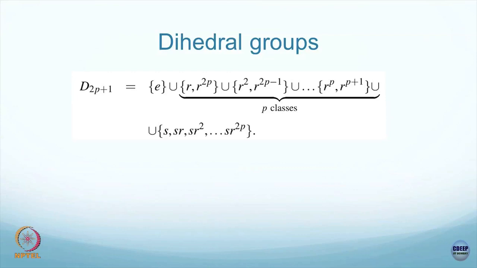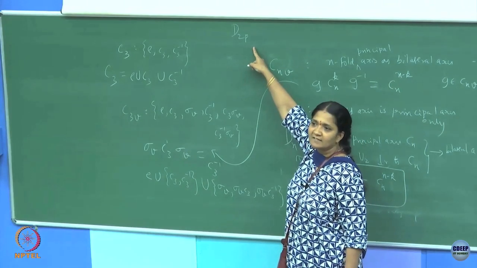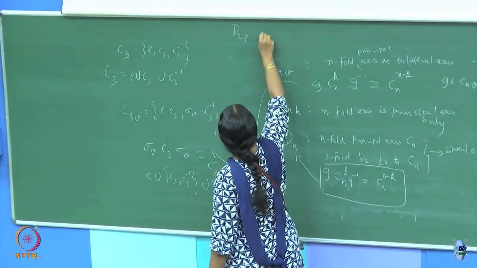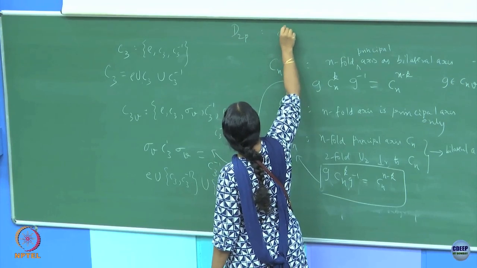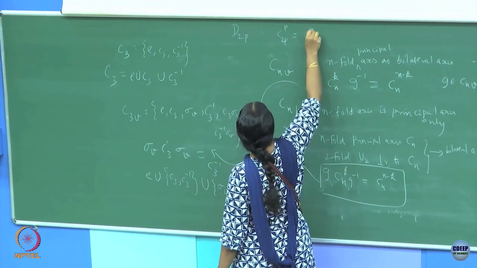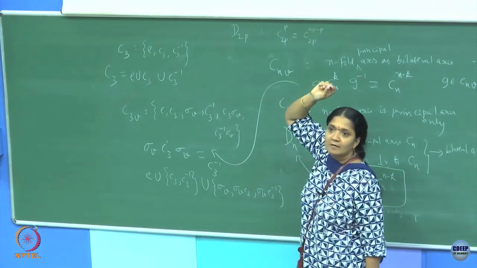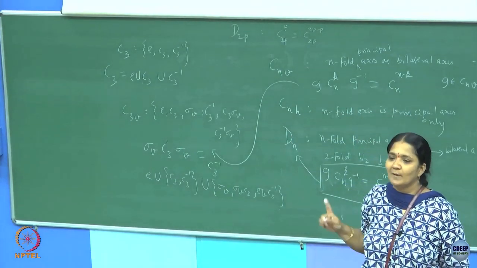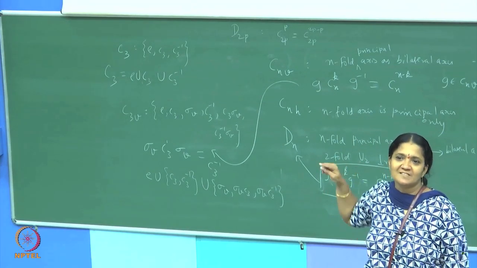So, do a similar thing for D 2p, you will see some difference there. The midpoint rotation, if you had D 2p, clearly once I write D 2p, the 2p fold axis is a bilateral axis, right? But what you can show is that C 2p p is the same as that, which you will not find in the odd case. So, that is why there will be at least one midpoint element which is a class by itself.